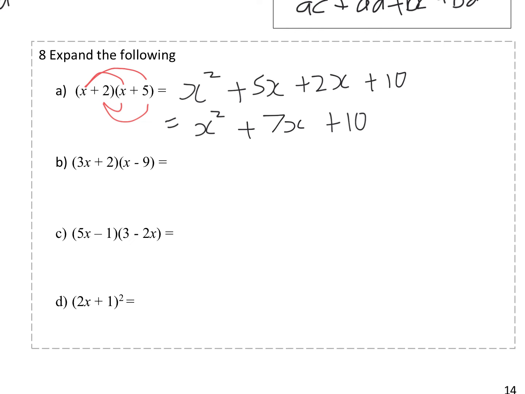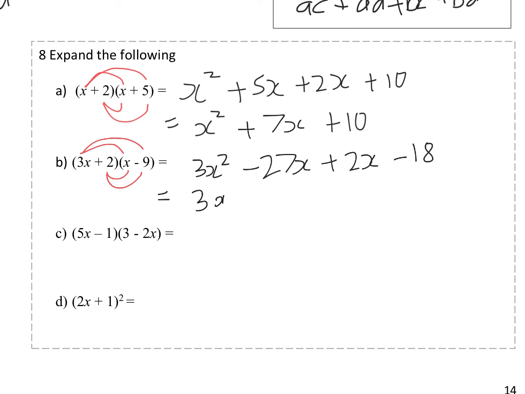Part B. 3x times x is 3x squared. 3x times minus 9 is minus 27x. 2 times x is 2x. And 2 times minus 9 is minus 18.